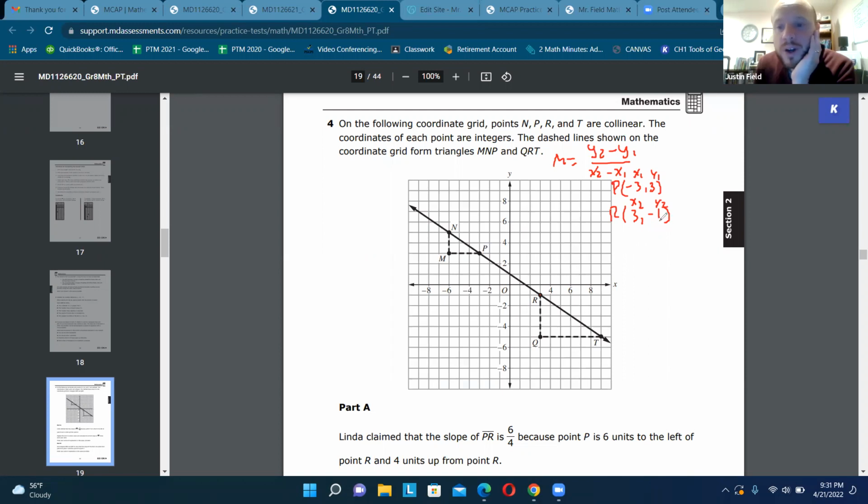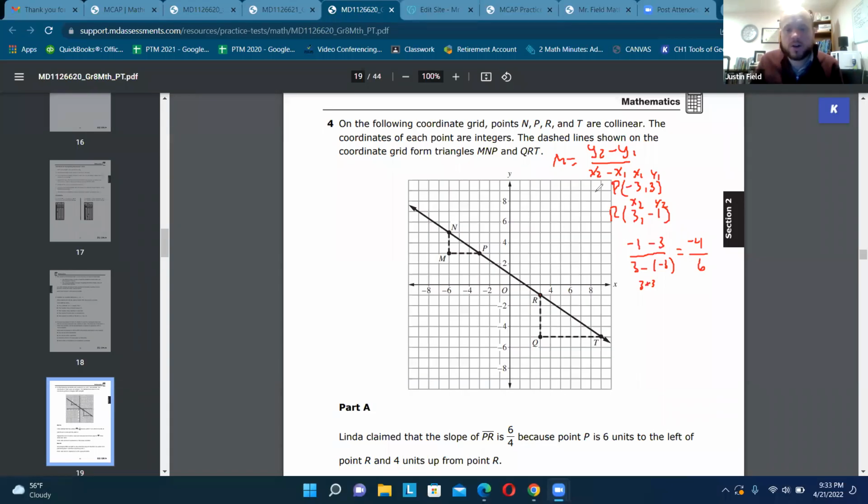And now I'm going to substitute. Y2 minus Y1 is -1 minus 3, and that's over X2 minus X1, so 3 minus -3. We know we have some integers. So -1 minus 3 is -4. And then two negatives in a row make a plus sign, so that's 6. Okay, let me pause the video.